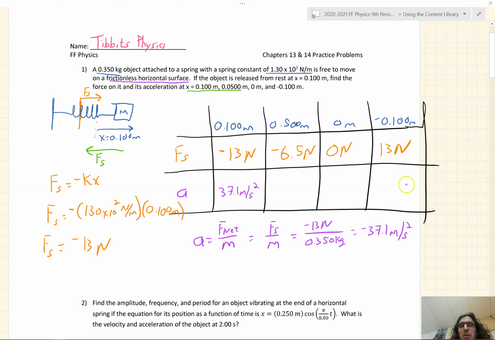And we can do the same for the next three scenarios. For the next one, we'll get half of that, negative 18.6 meters per second squared. 0 meters per second squared because there's no force acting on the mass. And then positive, that should be negative. And then positive 37.1 meters per second squared.